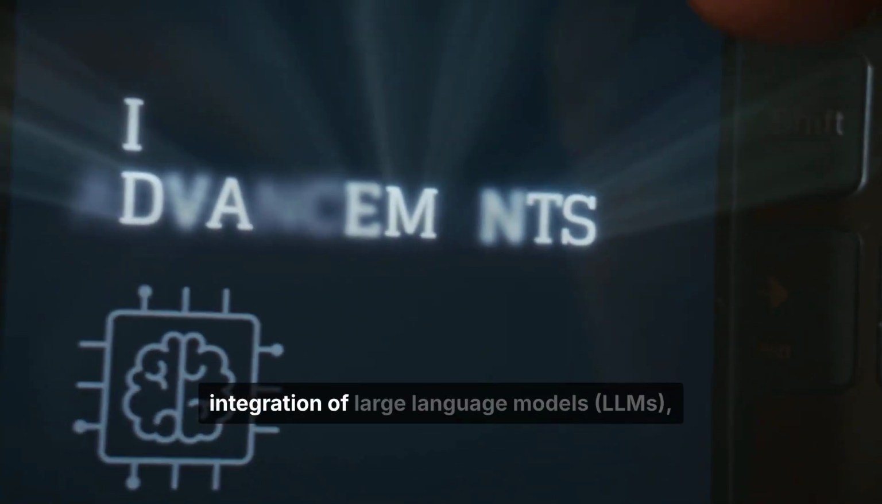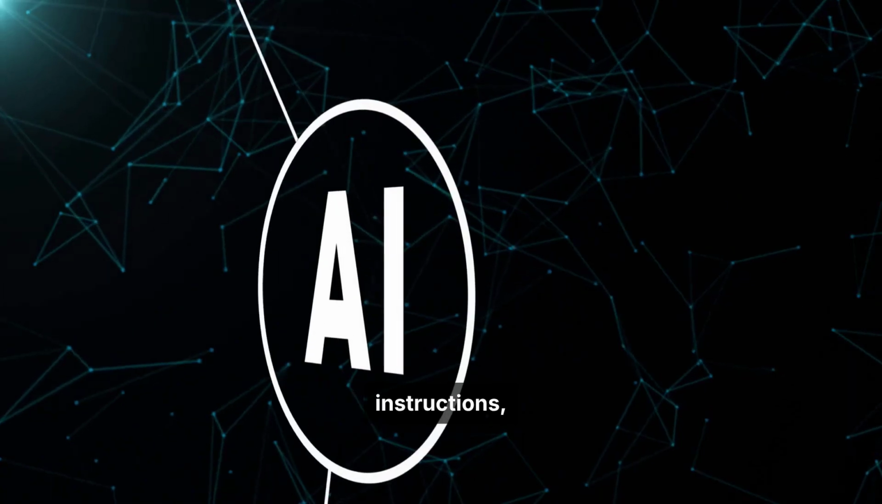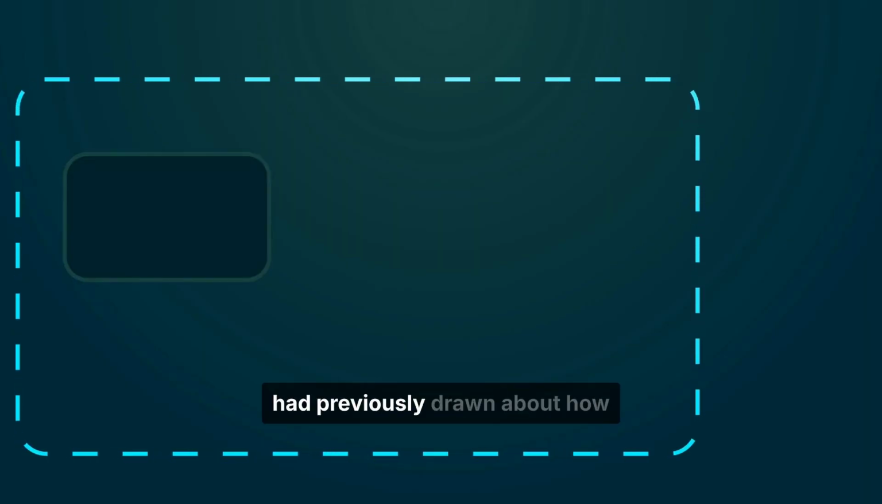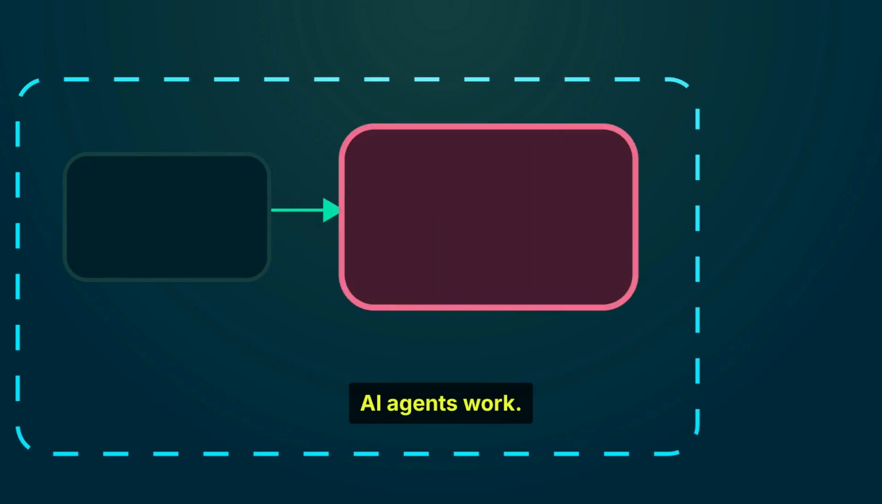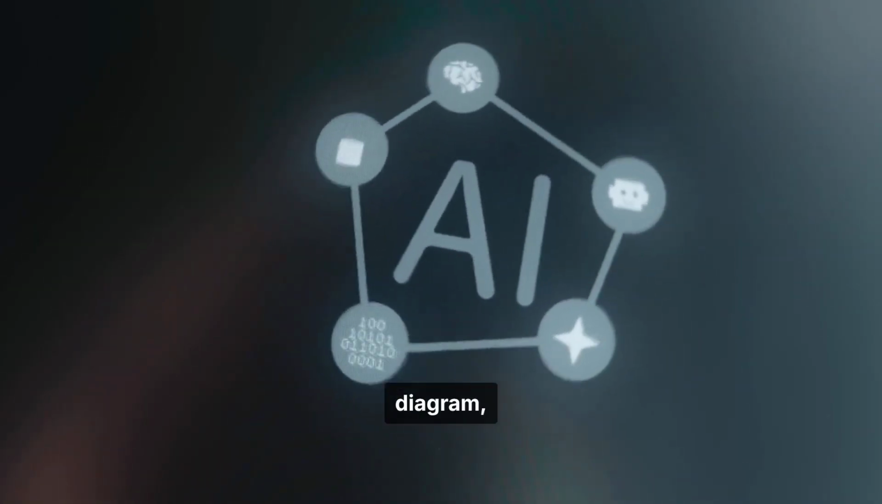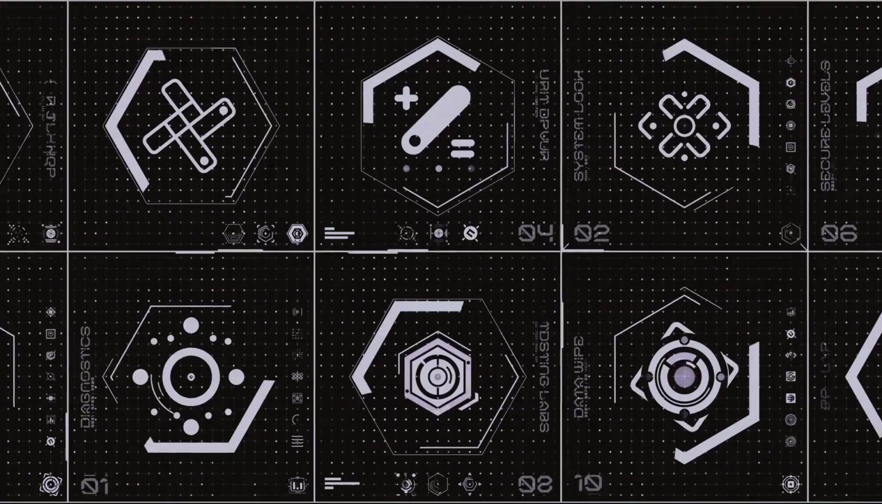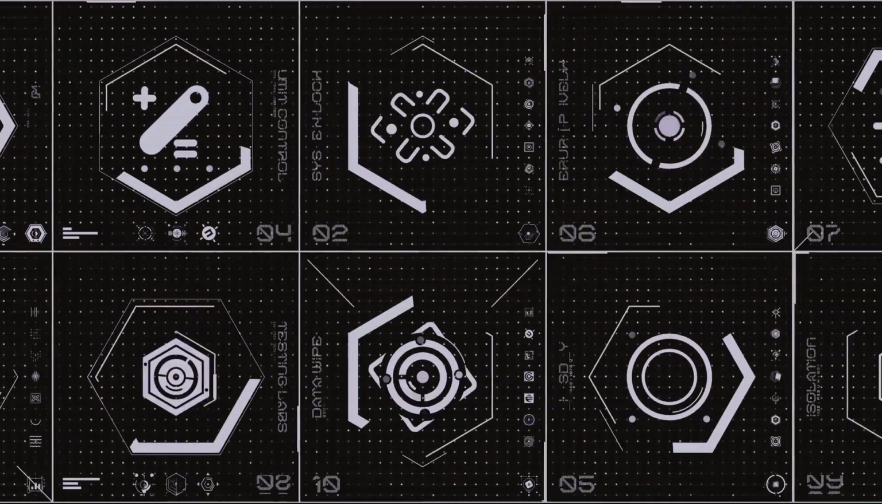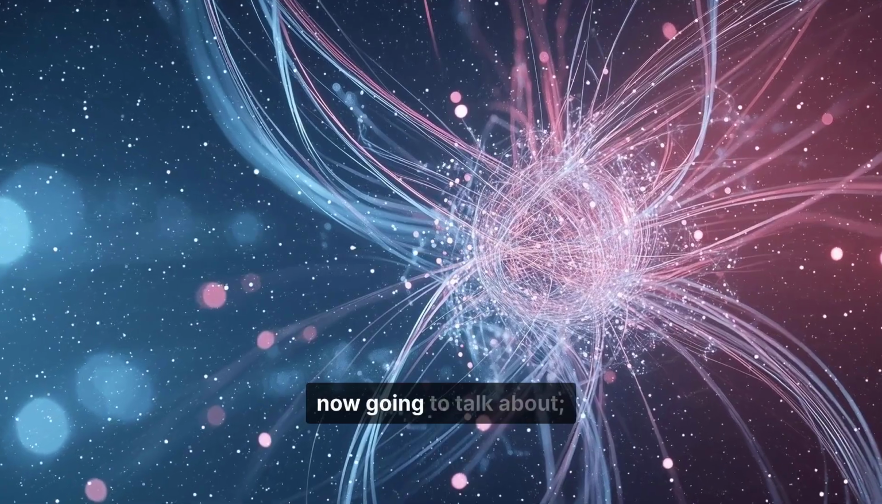After completing this video, you will be able to describe the integration of large language models, LLMs, instructions, and tools in AI agents. Let's go back to the diagram we had previously drawn about how AI agents work. Remember that at the heart of the diagram, we had the components of the agent. We had put those down as LLM, instructions, and tools. And that indeed is what we are now going to talk about.